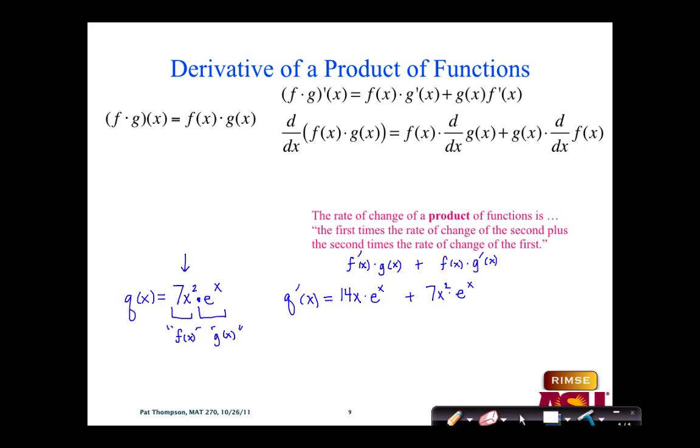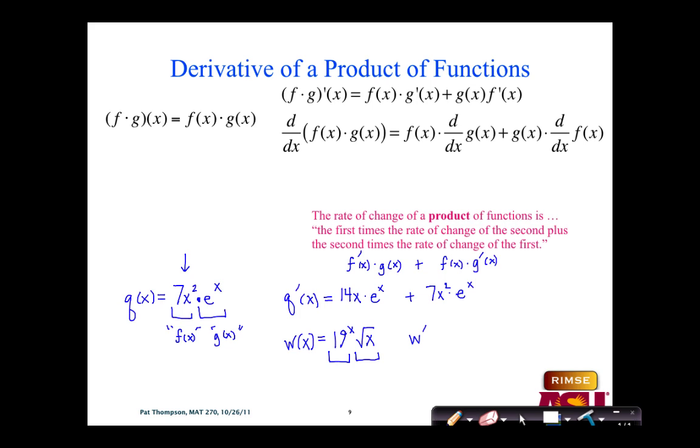If I had something like, let's see, w of x equals 19 to the x times the square root of x, I could find the derivative of that using the product rule, because I know how to find the derivative of an exponential function, and I know how to find the derivative of a power function or square root function.